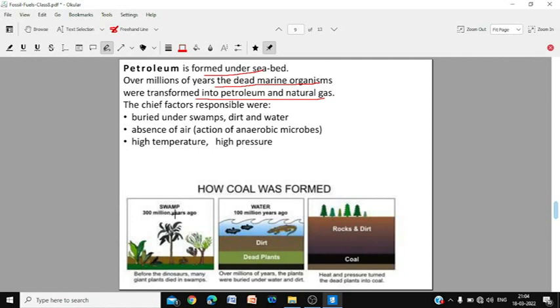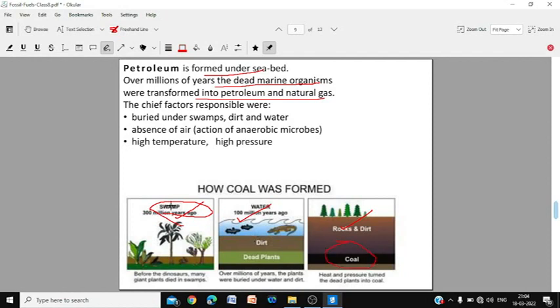Before the dinosaurs, great plants died, and we have the water. Underwater, the dead plants are buried, and we are getting coal. This was the coal. The same thing is for petroleum. If you replace it with marine organisms, and then they will be buried, heat and pressure, everything will be the same. And instead of coal, you will be getting petroleum.